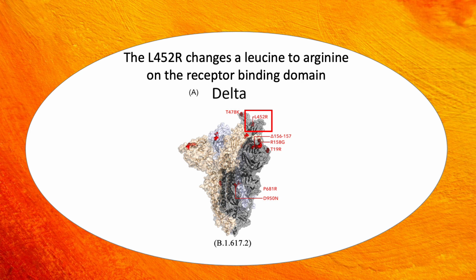L452R means that amino acid 452 is changed from a leucine to an arginine. So that red dot in the red box represents a single amino acid changed at that location on the protein.